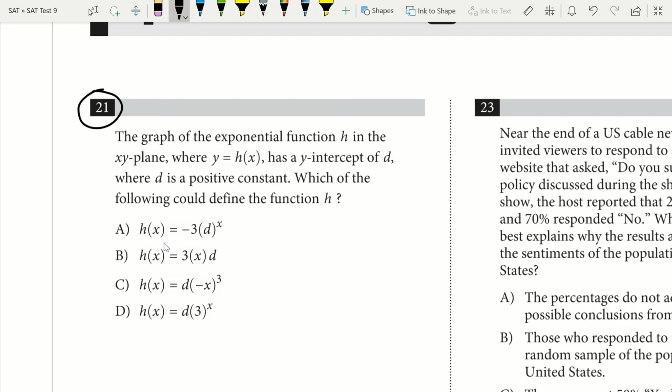All right, your 20 seconds is now up, so let's go ahead and run through this problem, right? As we read through, we see the graph of the exponential function h in the xy-plane, where y is equal to h of x, has a y-intercept of d, where d is a positive constant. Which of the following could define the function h?